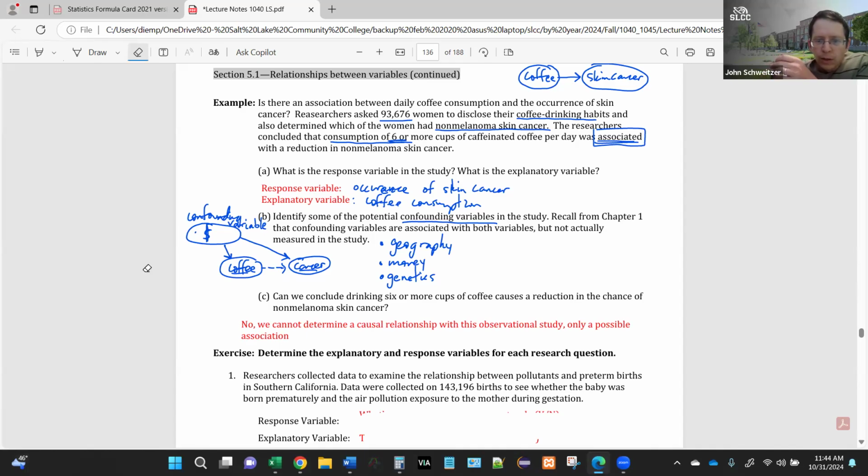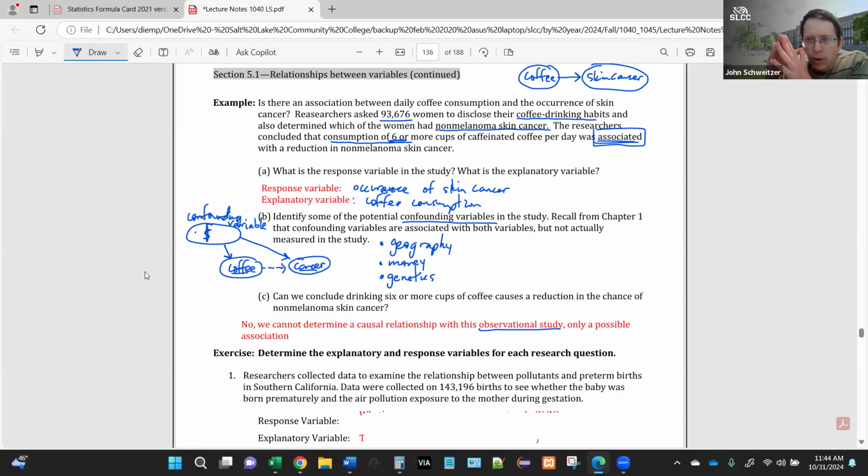Okay, so another term from the past. We talked way back in chapter 1 about the 2 types of studies that we do in statistics. So broadly speaking, there are observational studies and there are experiments. Observational studies are where we just sort of passively observe what's going on. And that's what they were doing here, right? They were just asking questions about their coffee drinking habits and their skin cancer status, right? So this was an observational study.